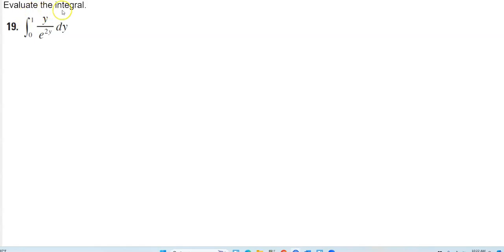Evaluate the definite integral using integration by parts. We're going from a lower bound of 0 to 1 of the integral of y over e to the power of 2y times dy.